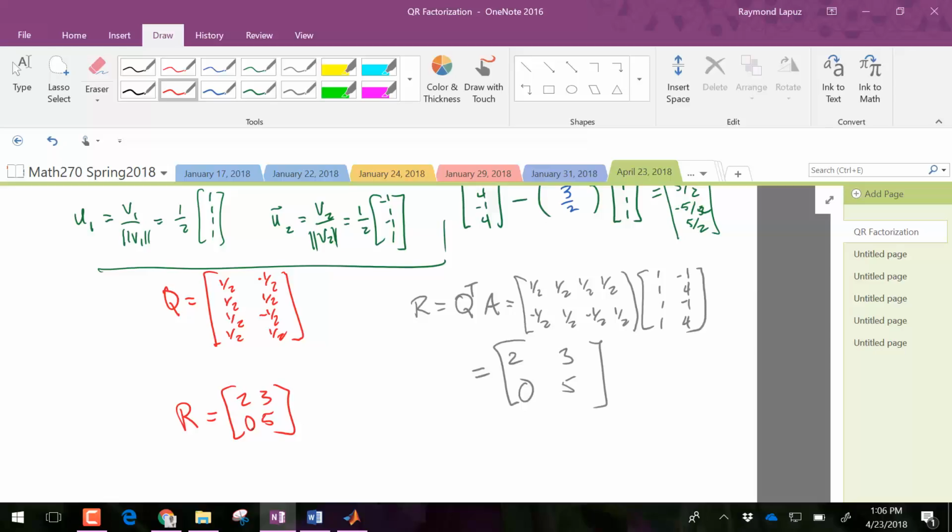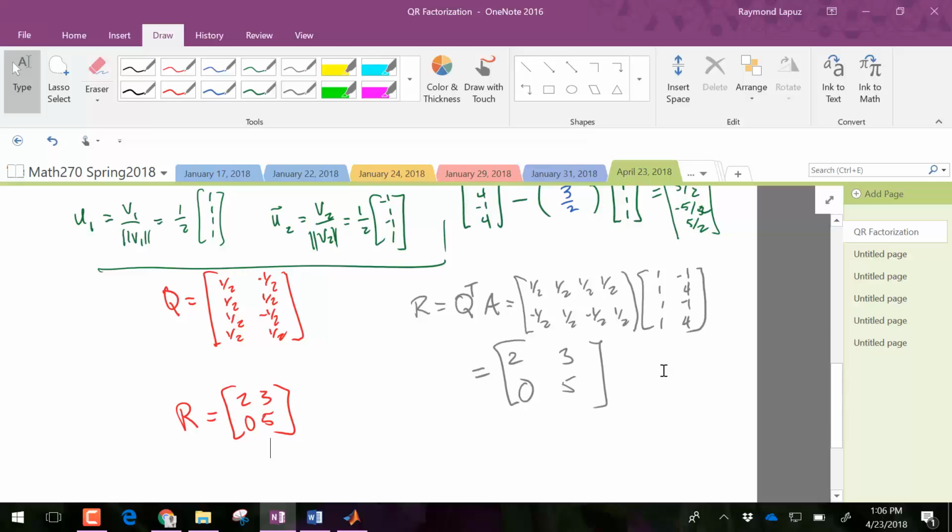Yeah. That will help us get that, because it's an upper triangular matrix, it's nice and easy to deal with. All right, so that's the QR factorization, right?